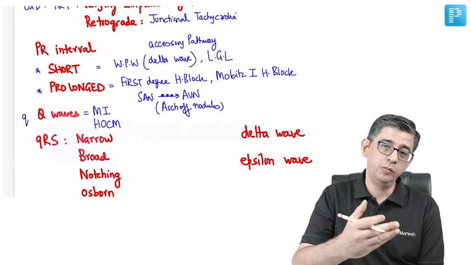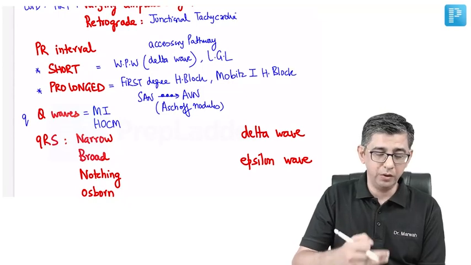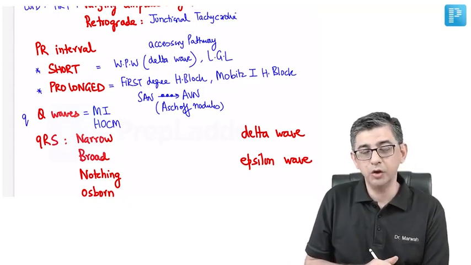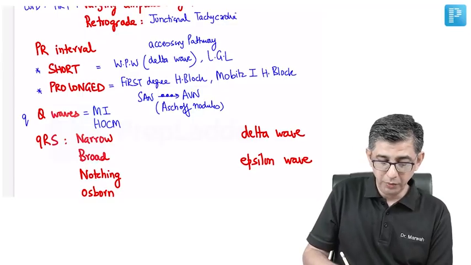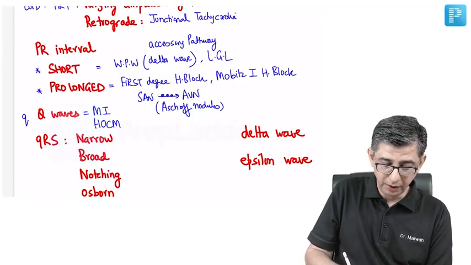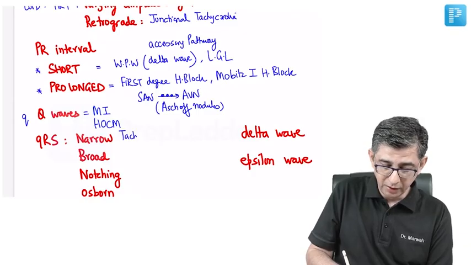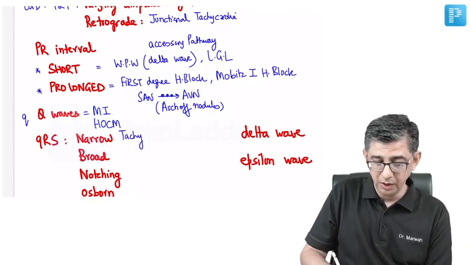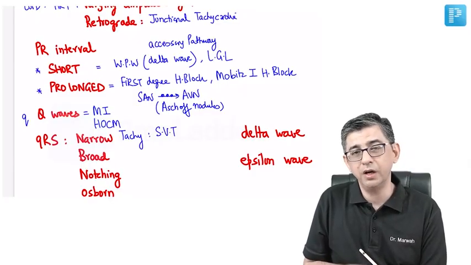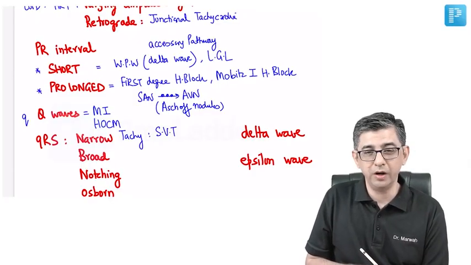Once we have studied the abnormalities of the PR interval and the pathological Q waves, we are going to discuss abnormalities of the QRS complex. It could be a narrow QRS tachycardia. So the word tachycardia is what I'm adding here, and the QRS word is already present. Narrow QRS tachycardia would be supraventricular tachycardia like a PSVT or atrial fibrillation or atrial flutter.